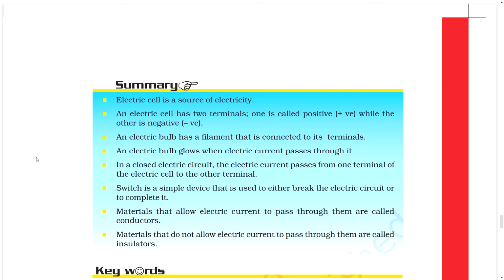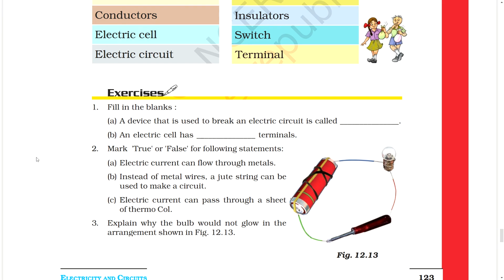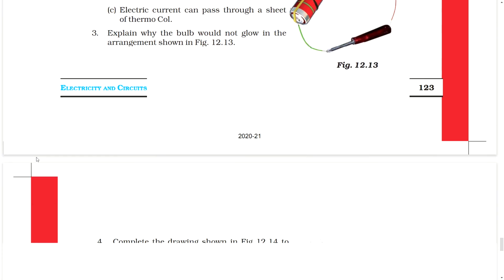A switch is a simple device that is used to either break the electric circuit or to complete it. Materials that allow electric current to pass through them are called conductors. Materials that do not allow electric current to pass through them are called insulators. Keywords: bulb, conductors, electric cell, electric circuit, filament, insulators, switch, terminal. Exercises: do this and comment this.